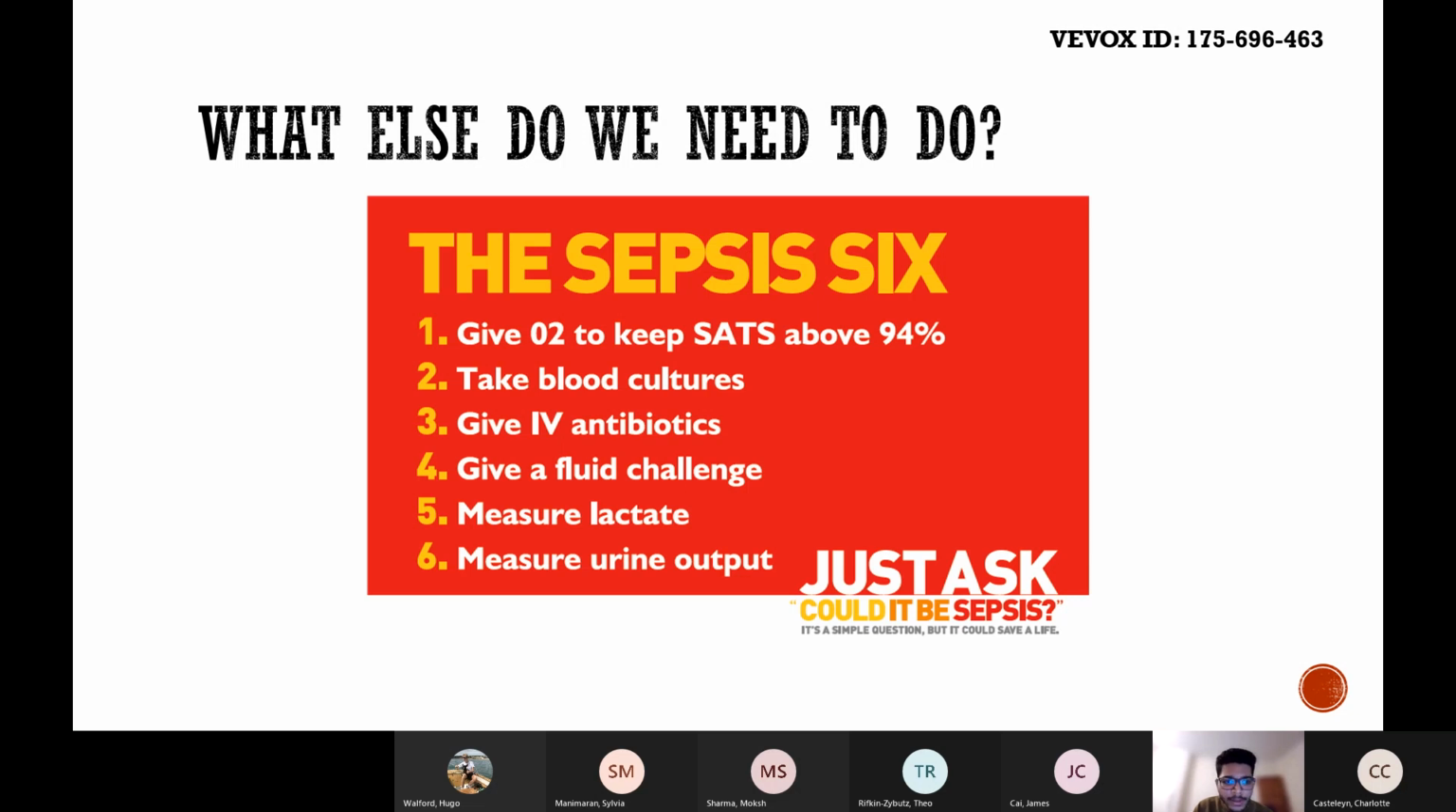And you want to take blood cultures to find out what the organism is that's causing the sepsis. You want to take some blood to measure lactate, like we just did, and also put in a catheter and take some urine, measure a urine output to see whether the person's kidneys are being perfused well.